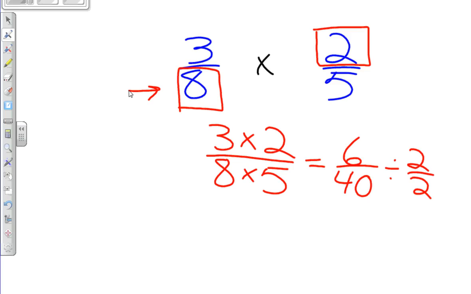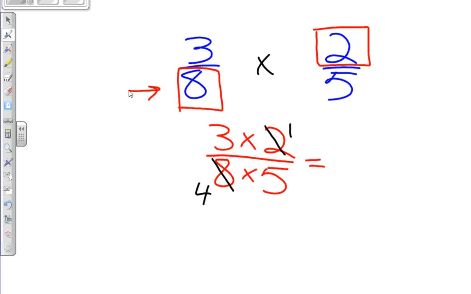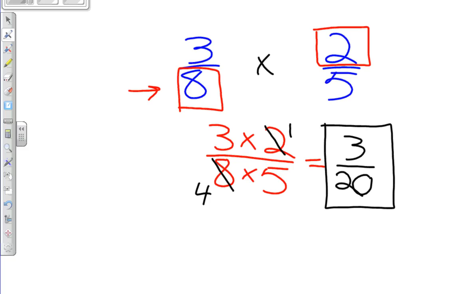But if we take that common factor out before we get to the end step, what we're doing is essentially we're going to divide this number by 2, which is equal to 1, and we're going to divide this number by 2, which is equal to 4. And it will give us the simplest form then when we multiply. So let's try this multiplication again. 3 times 1 is 3, and 4 times 5 is 20. Is it simplest form? Yes, it is the simplest form.